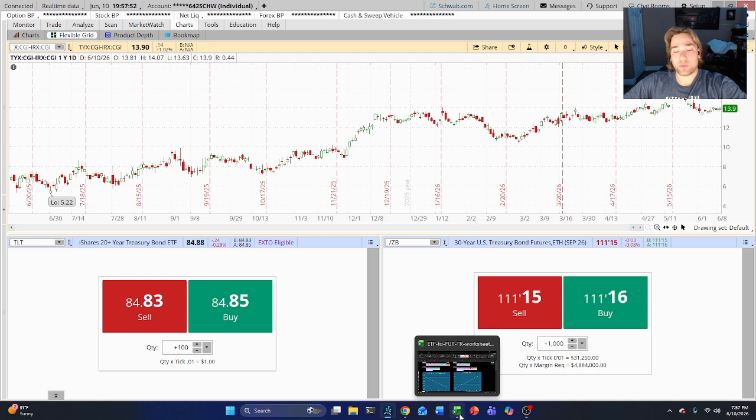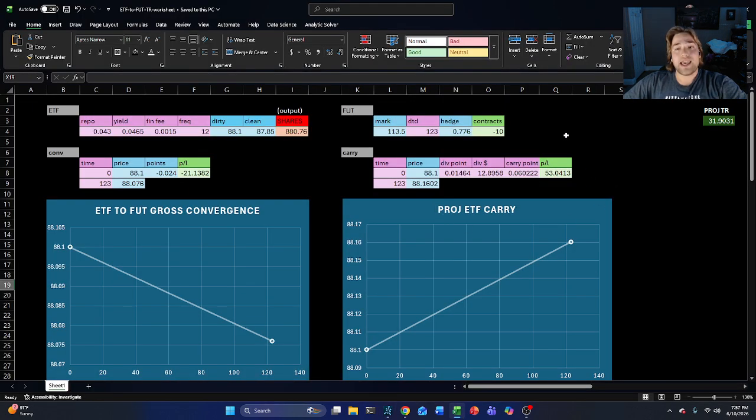We would go to our workstation right here, and we take an input of contracts here, but let's say for the hypothetical, I'm financing my TLT ETF at a 0.043 repo yield, 0.0465. You have that BlackRock 0.0015, or 15 basis point shave. And other information are marked for ZB here as 113.5 days to deliver. We're looking at the deferred contract. And here is our hedge ratio.